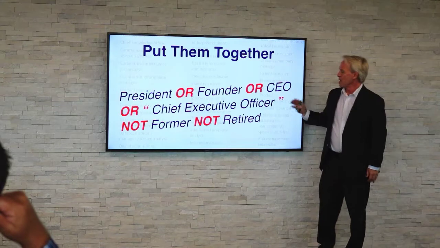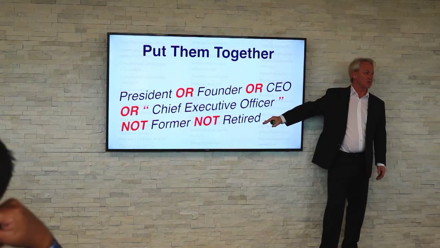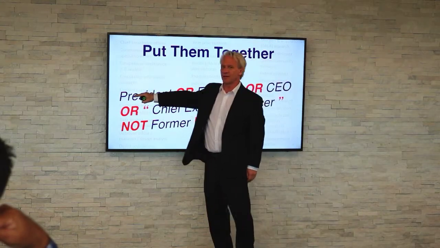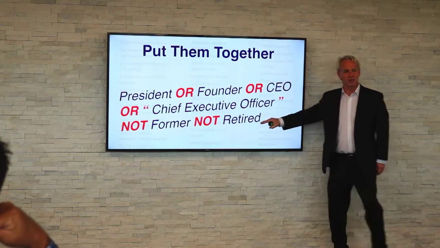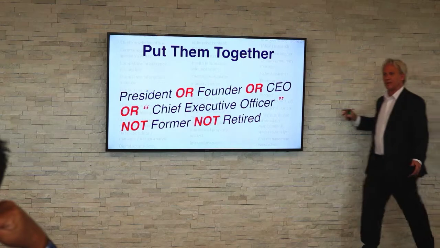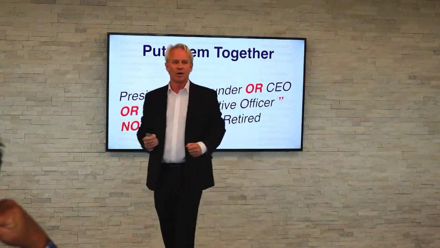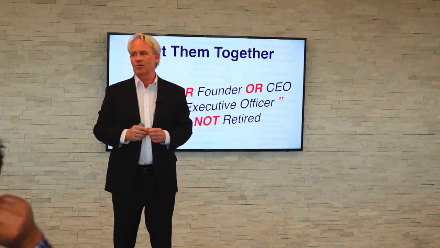But we found out that there are retired people that get caught up in our searches. There are assistants to the president that get caught up in our searches. Not retired, not assistant, not student, not. We'll now have 10, 15 not commands after a while in the searches we do for clients because we see things out there.